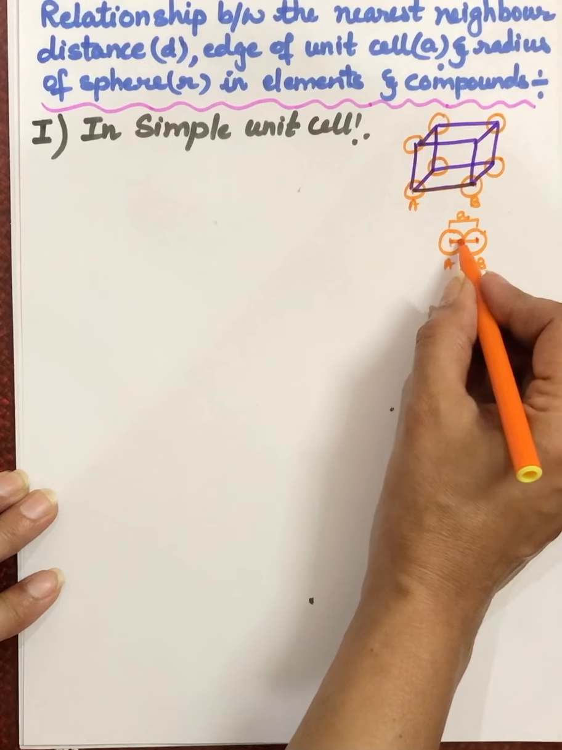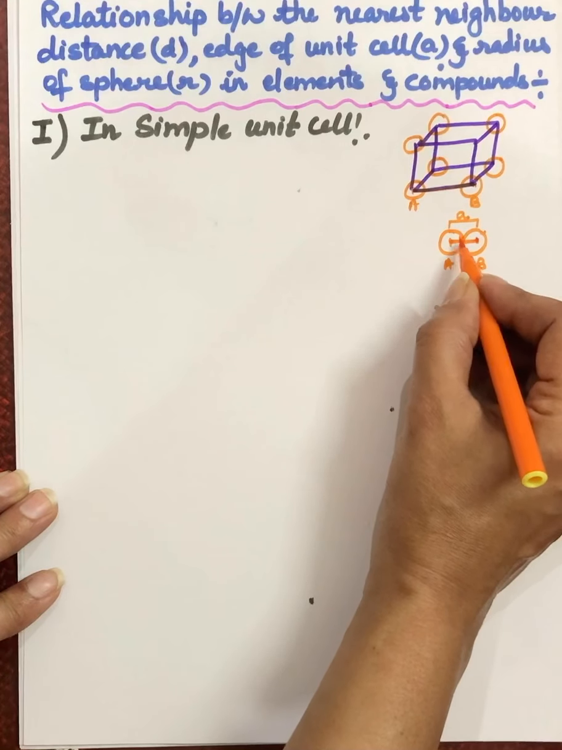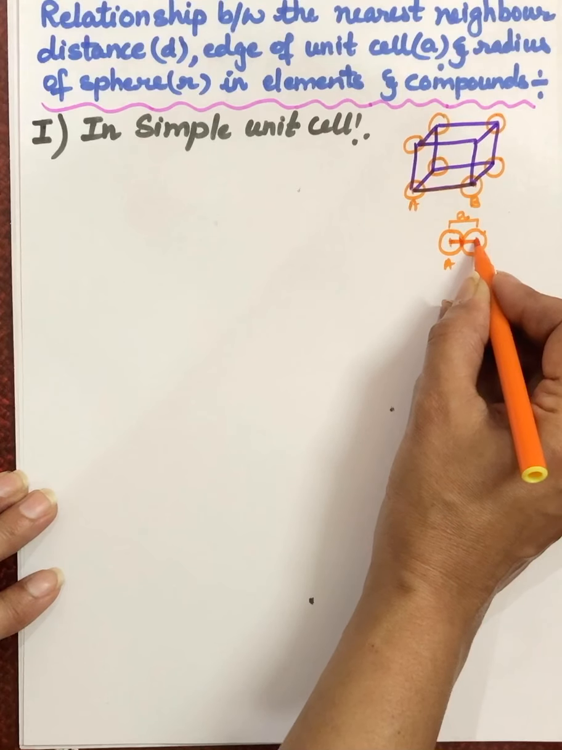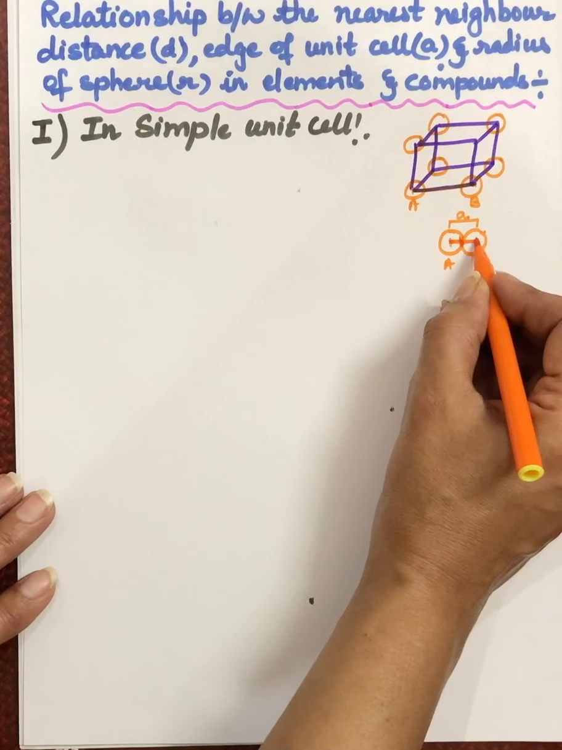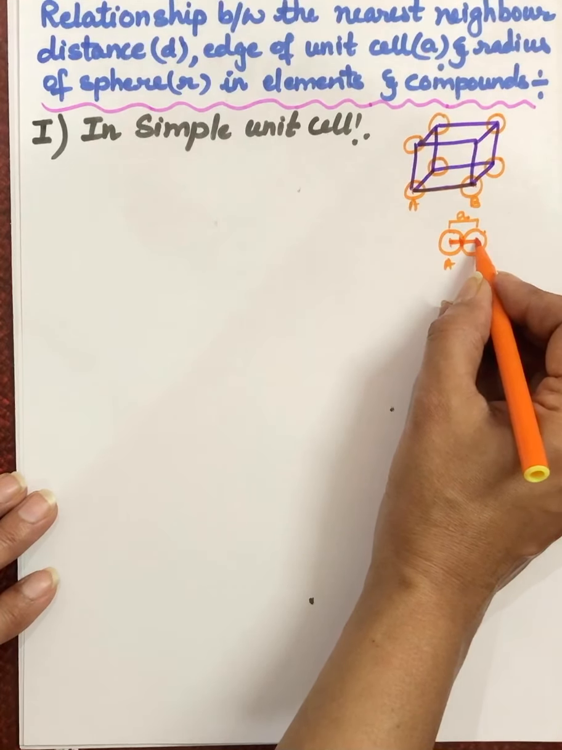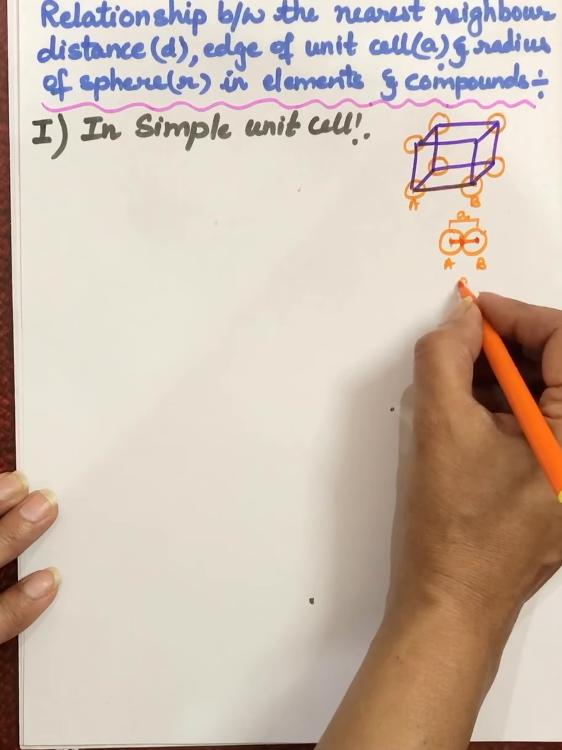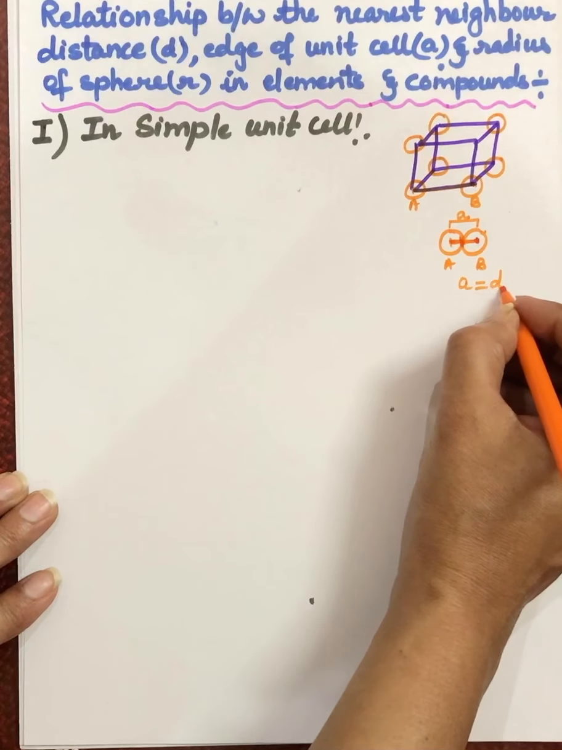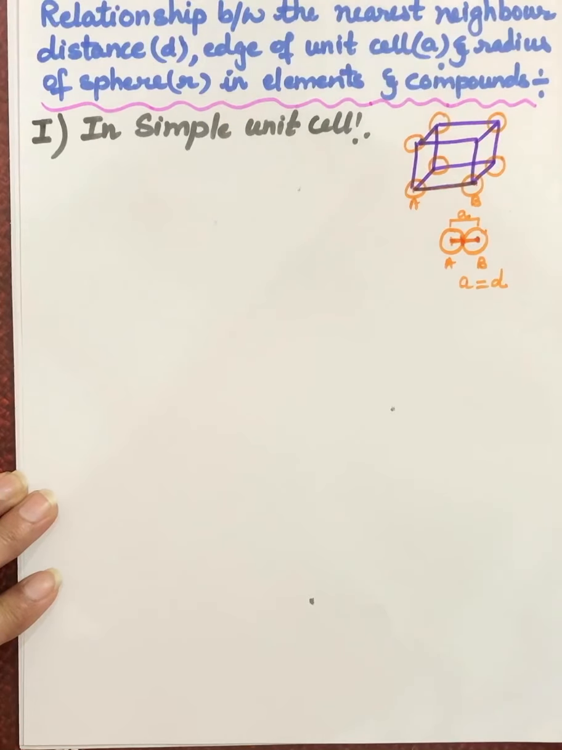And then this is the radius of this unit cell. So this is the nearest neighbor distance denoted by D. So this is also equal to D. That means, can I say that A is equal to D in case of a simple unit cell? In case of simple unit cell, A is equal to D.